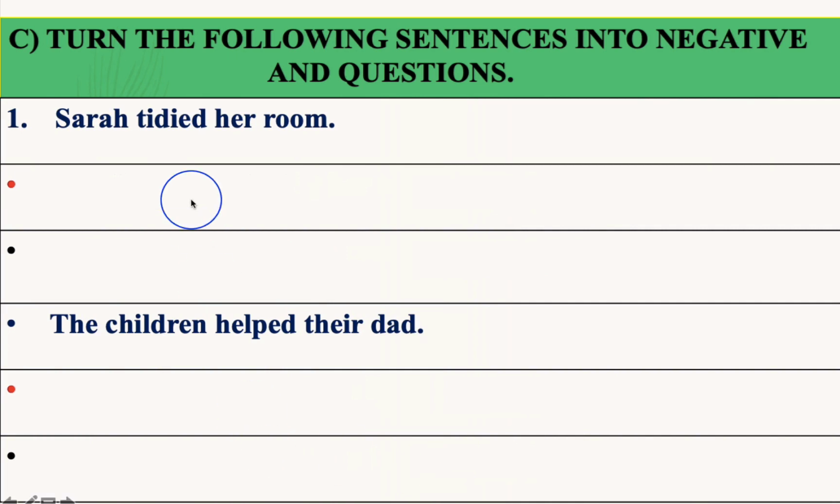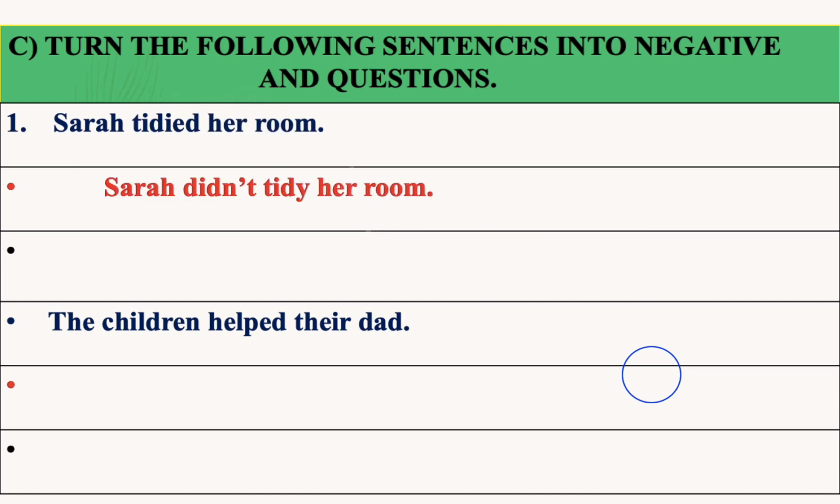Okay, so we have a sentence. Sarah tidied her room. This is affirmative form. So we need to change it into negative and interrogative. So let's start. Sarah tidied her room. So what is the negative of this sentence? Okay, so the negative form of this sentence is Sarah didn't tidy her room. Okay, so the negative is didn't plus what?